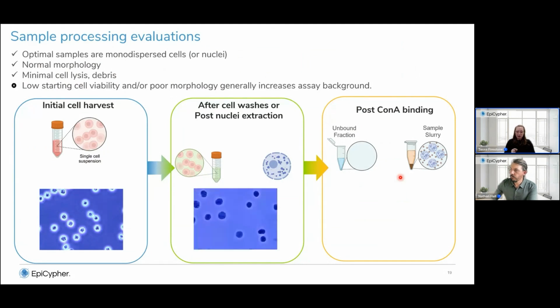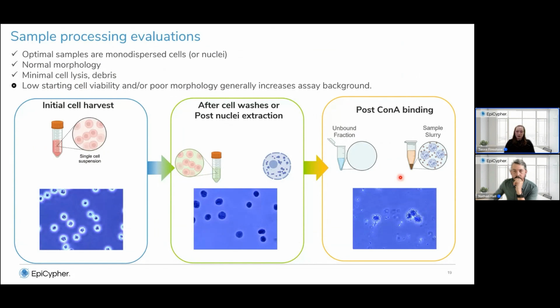Or if you're working with nuclei, the second check is after nuclei extraction. This check visualizes the nuclei, where the nuclei should be trypan blue positive and have their intact nuclear membranes. The third QC check is during the ConA bead binding, where images are taken at 2 points. The first is after binding by checking the supernatant of the unbound fraction, which should be clear of cells or nuclei and the beads. The second checkpoint occurs when the cells are resuspended in the antibody buffer.